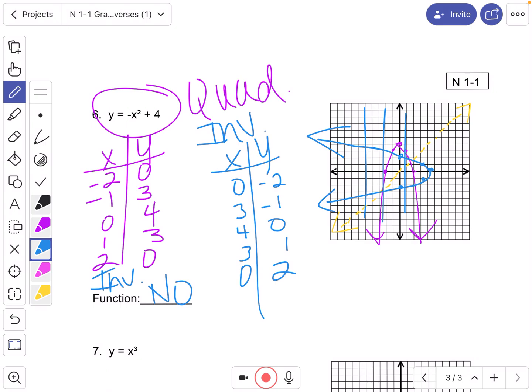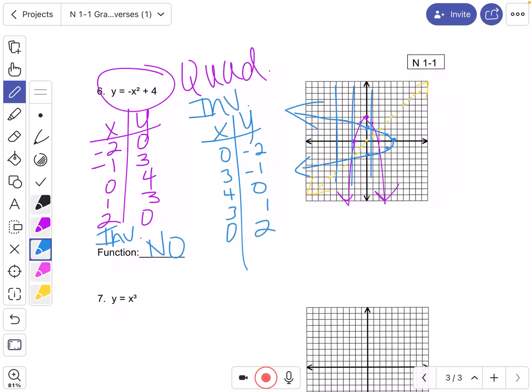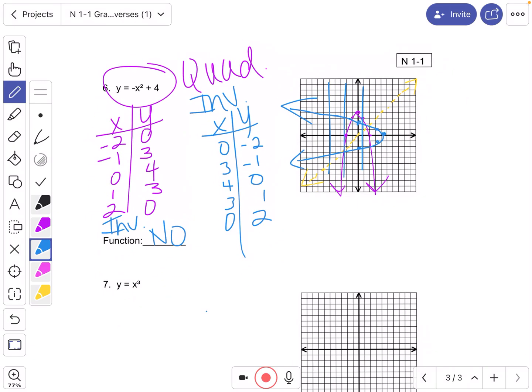So if you've noticed when we start out with a quadratic and then we find the inverse of that, notice on the last two examples, this one and the previous one, our inverse was not a function. By the way, it will be like that every time.